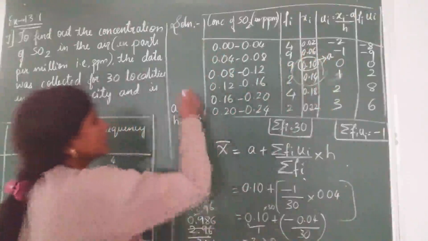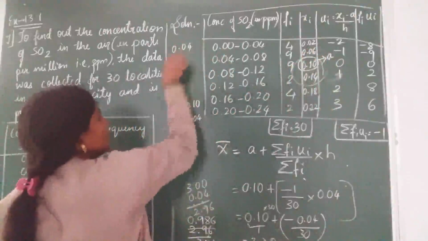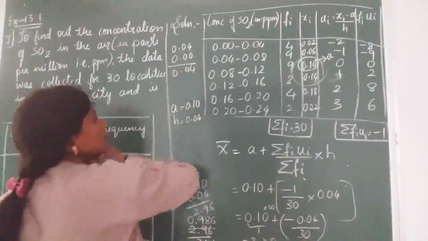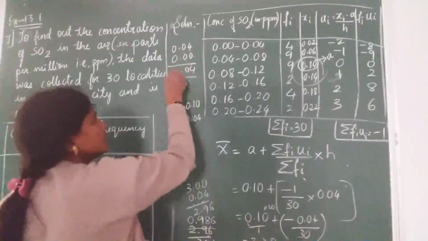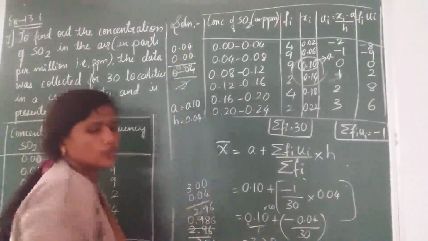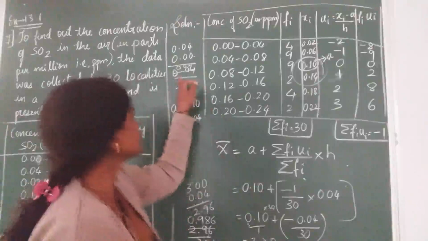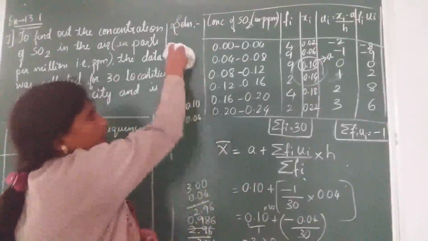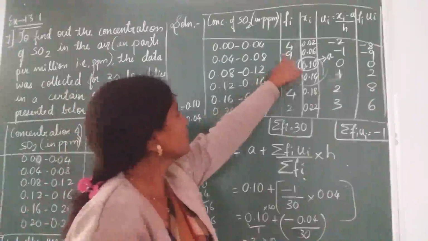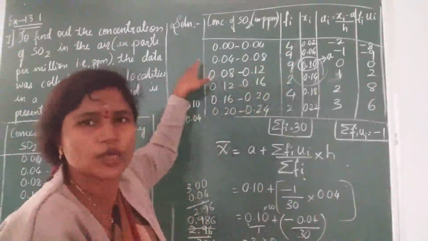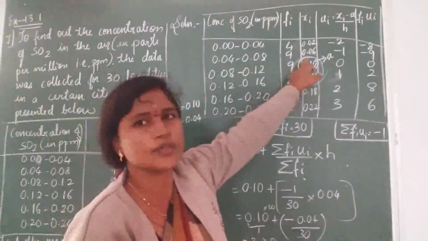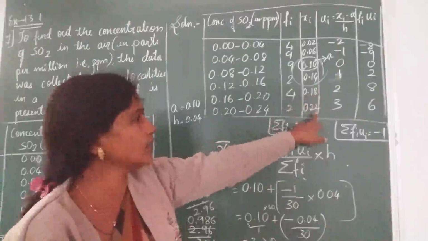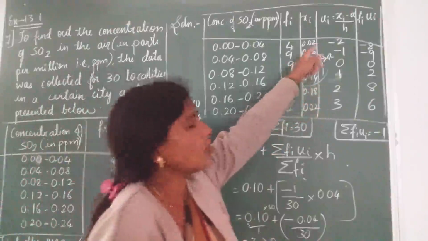If you want me to solve it here, see the upper limit plus lower limit. How much will it be? 0.04 divided by 2, that is 0.02. This is nothing but the class mark. We got the class mark. In the same way, for the next ones, upper limit plus lower limit divided by 2, you will get 0.06, next 0.10, 0.14, 0.18, 0.22.